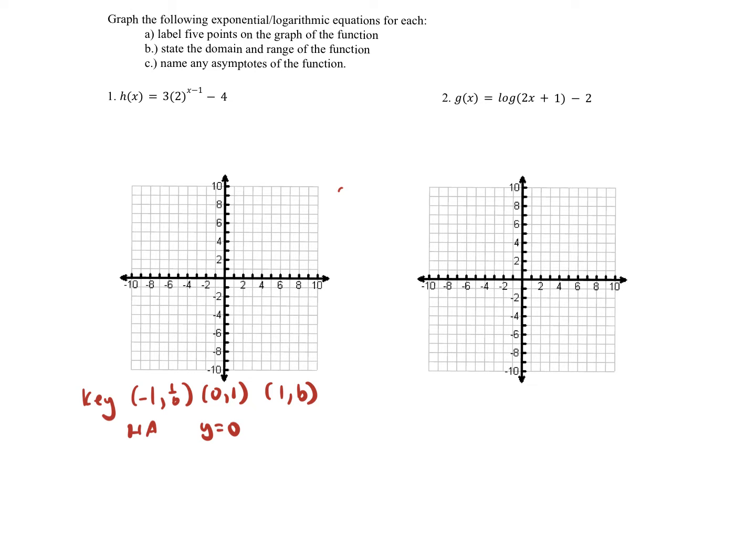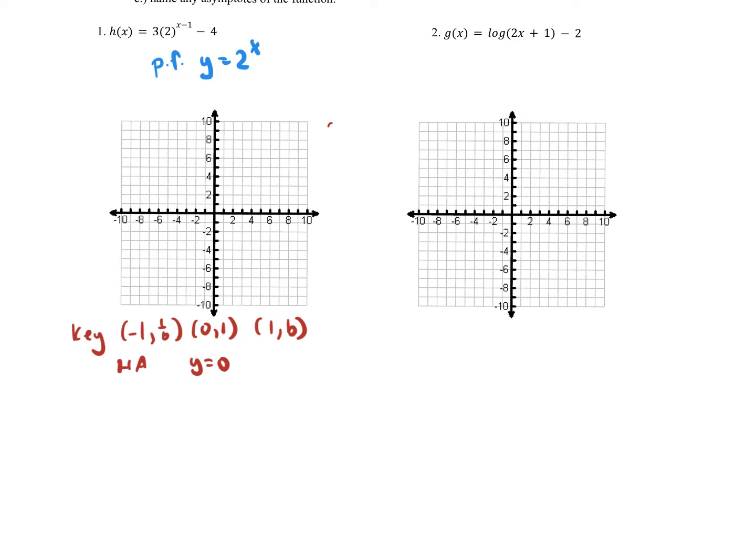So if we consider this one, we have 3 times 2 to the x minus 1. Our base, or our parent function, our starting function, is going to just be 2 to the x. Now why that's important is that's going to give me some starting points to start from. So if I hop down here, I know my starting points are just these key points, but instead of b, I'll just put 2. So we have (-1, 1/2), (0, 1), and (1, 2). So that would be for just this graph 2 to the x with a horizontal asymptote of y equals 0.